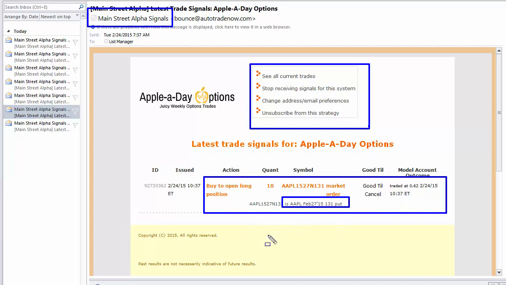From time to time we'll have stops and targets and more information in a single entry, but I would say about 75-85% of the time with Apple a Day options, the targets and stops come in separate emails, not the initial email. All right, we'll leave it there for now.